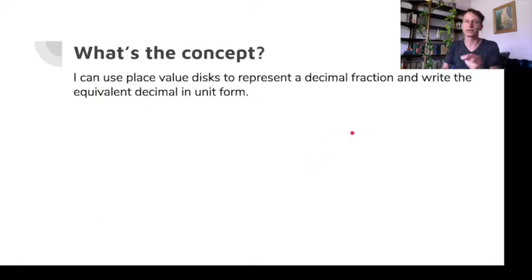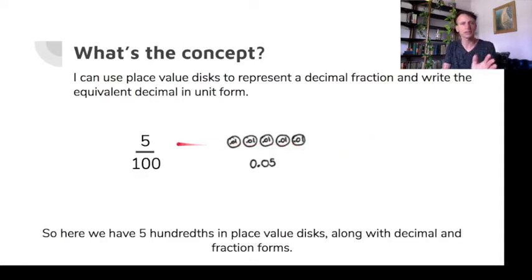All right, now we're going to do it with a decimal fraction and write it in unit form. This is what that looks like. Here's 5 hundredths, place value discs. I drew them myself. No, I didn't. 5 hundredths as a decimal, 5 hundredths. These all represent the same thing. 5 hundredths, 5 hundredths, 5 hundredths.